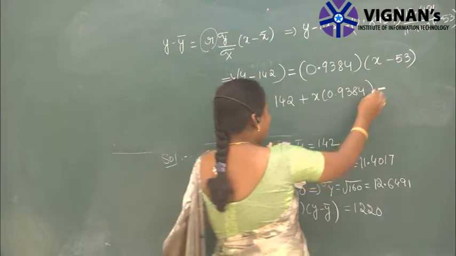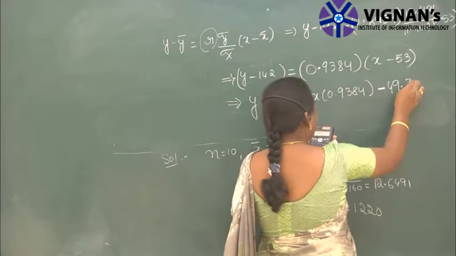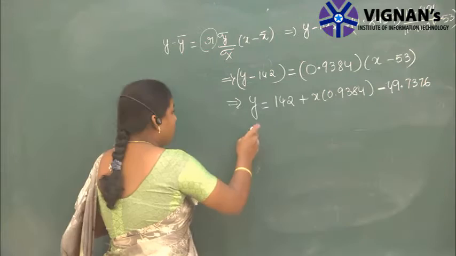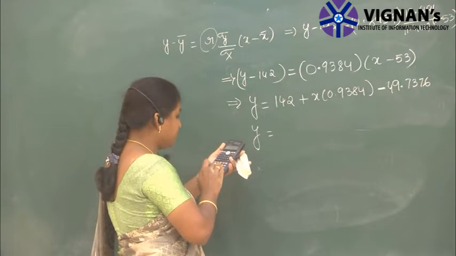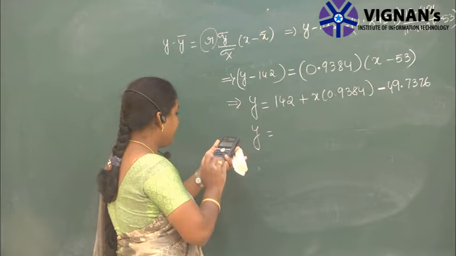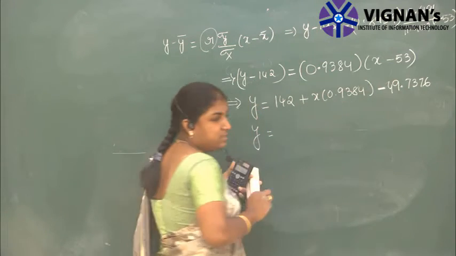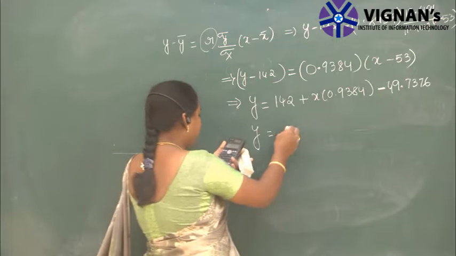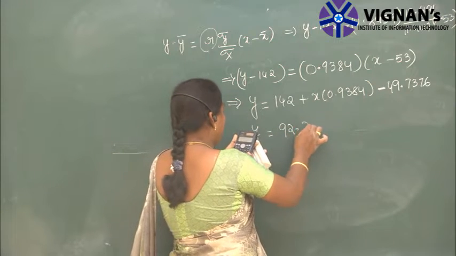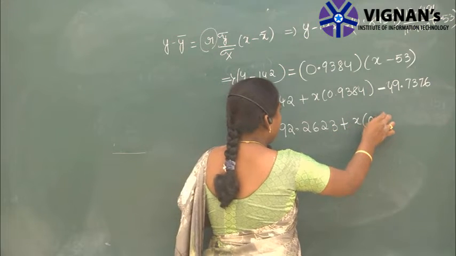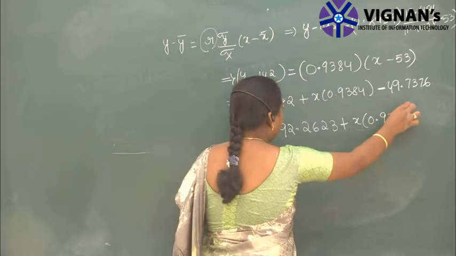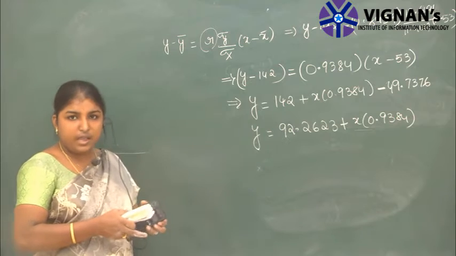We get 49.7376. So y is equal to 142 minus 49.7376, we get 92.2623 plus x into 0.9384. So this is y on x.